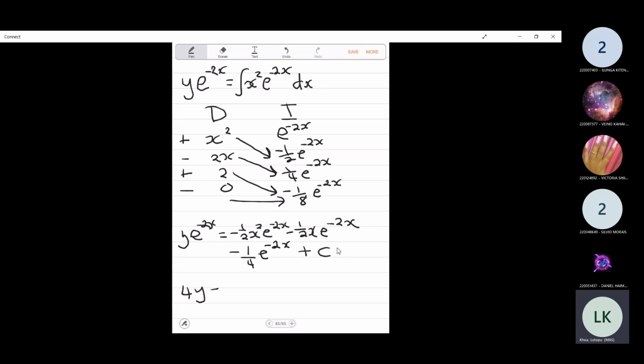4y is equal to negative, or even do this, 4y plus 2x squared, then we've divided by e to the power of minus 2x, then plus 2x plus 1, which we will add, well, there's no constant to add that to, and then this is equal to c e to the power of 2x, like that. Okay, so that is one way you can rewrite it.